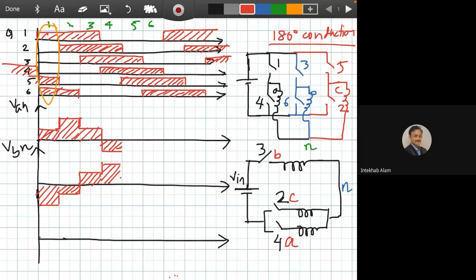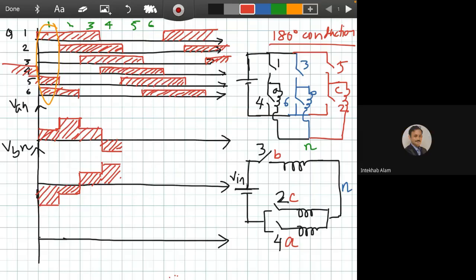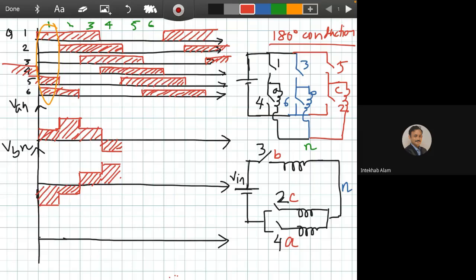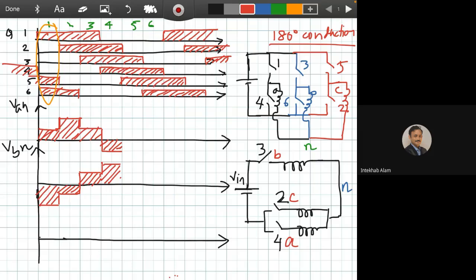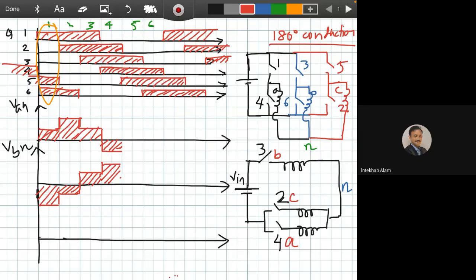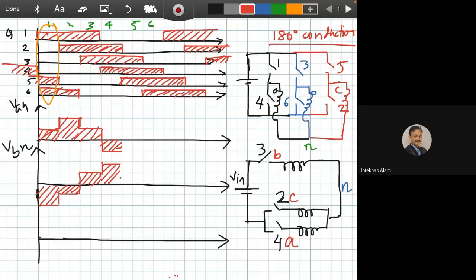What is the value of VCN? 1/3 of Vin. Could you please explain? It's correct, but could you please explain for us?